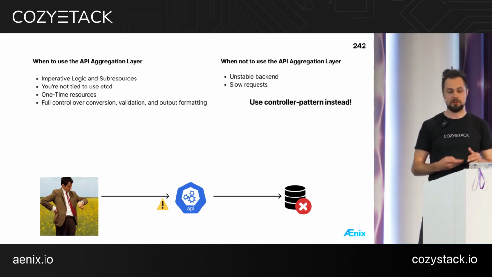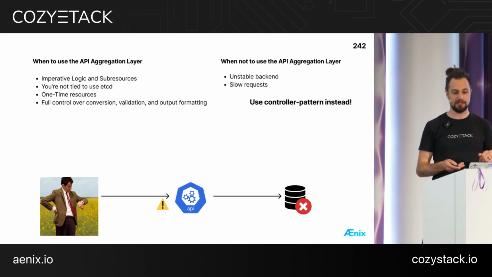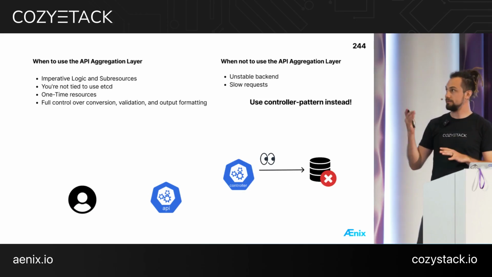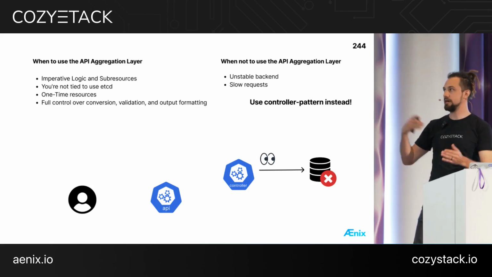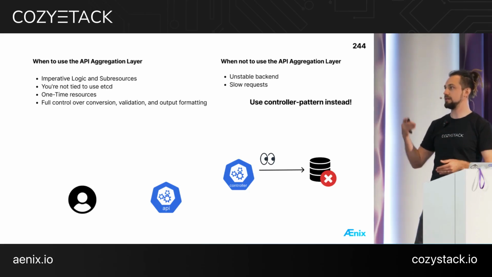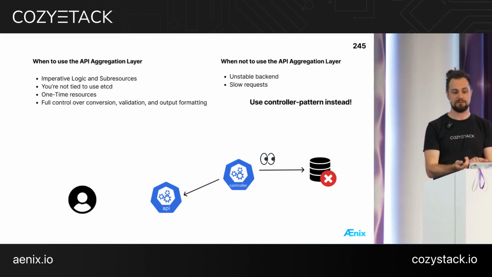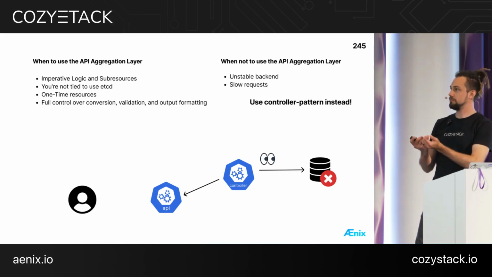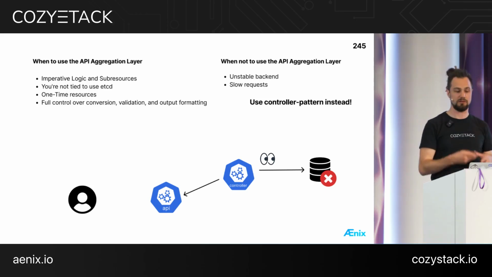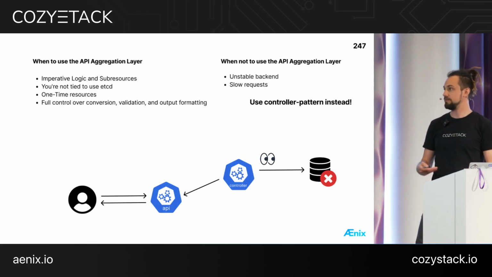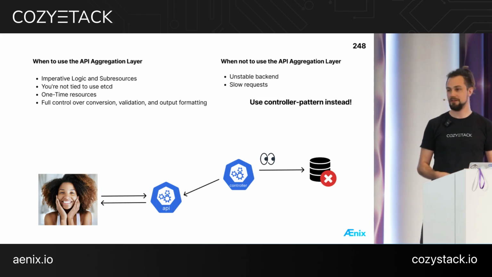To solve this, it's always better to use the controller pattern instead. That means you have a controller taking care of your remote system, and it continuously reports the state to the API server. So your API server always has updated information about your objects, and the user can always get the information about them, even if the system is not accessible.